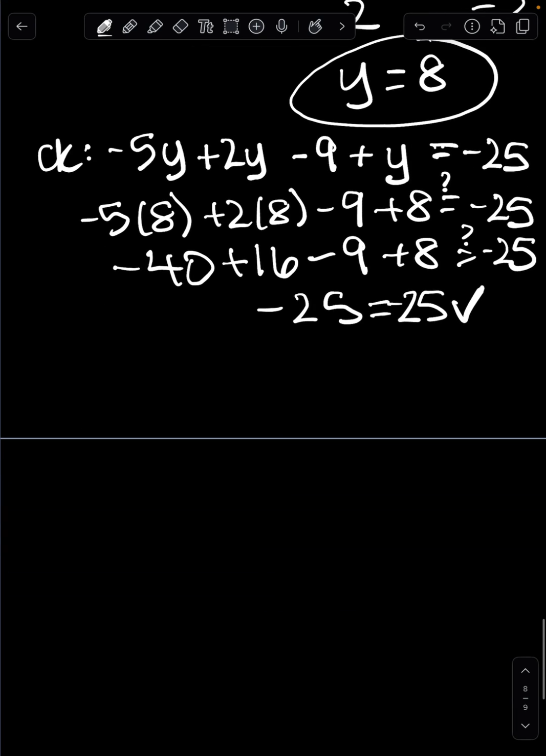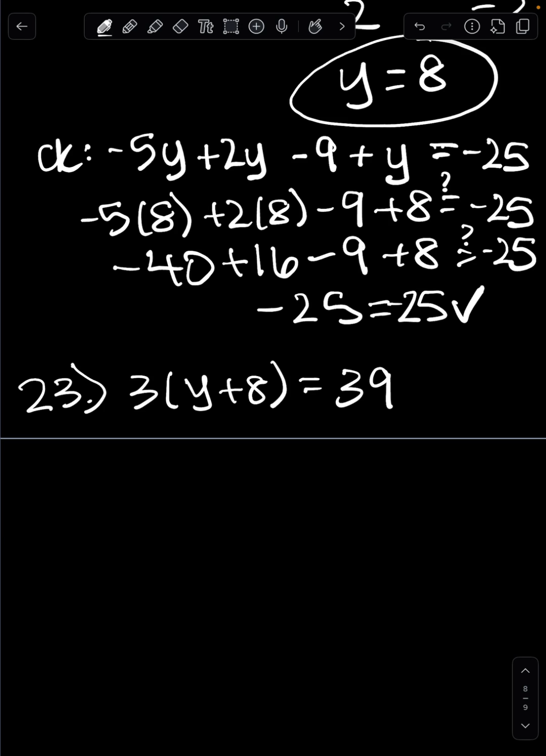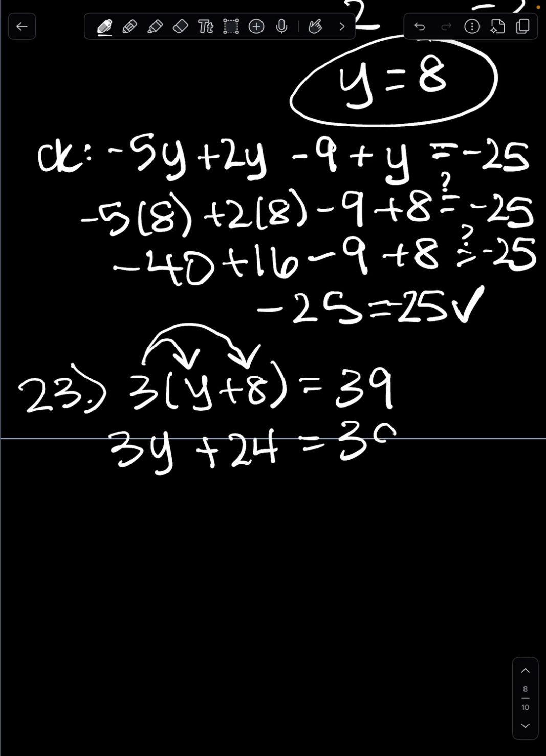Okay, so test number 21. Let's move on to 23. We've got 3 times the quantity y plus 8 equals 39. All right, we need to use the distributive property. Let's distribute the 3 to both the y and the 8. So that'll give us 3y plus 24 equals 39.